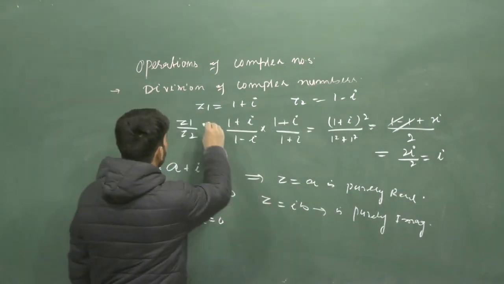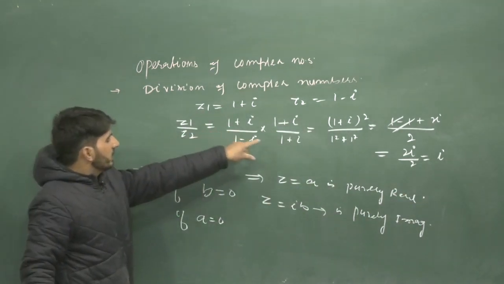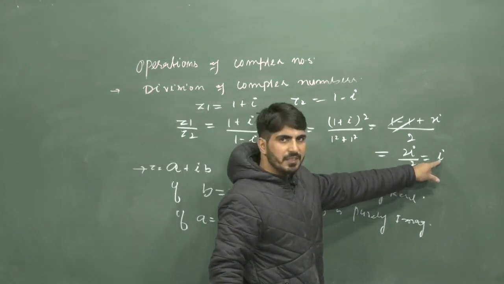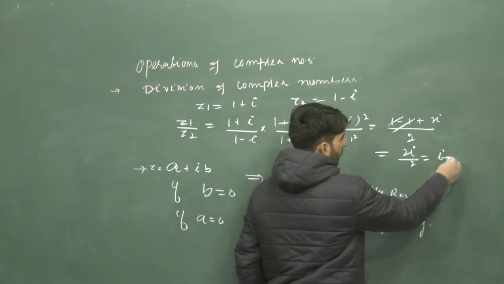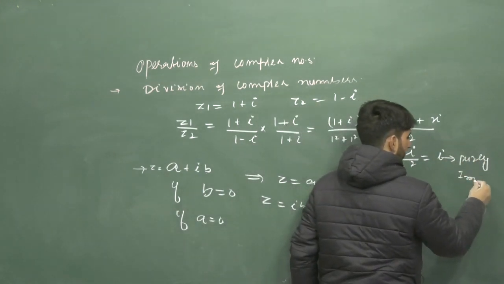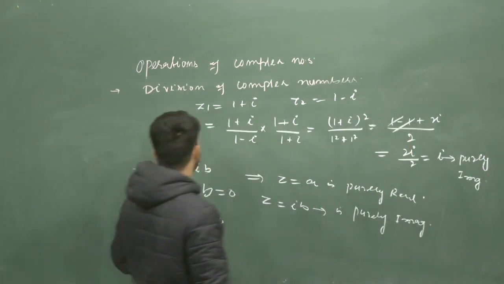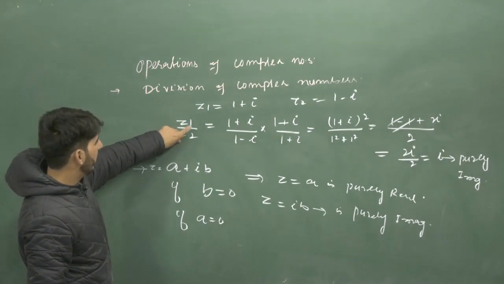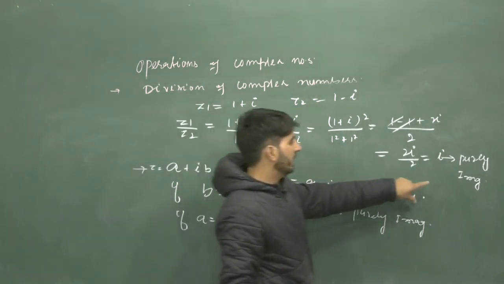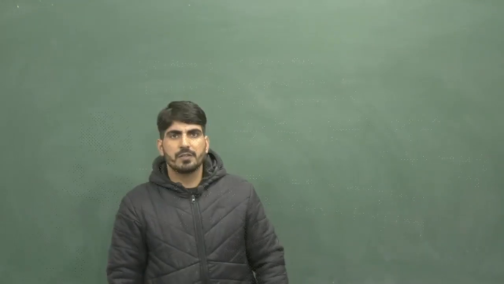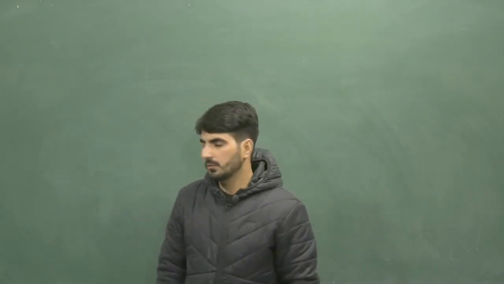So, if we see this question at the last here, this is i. This is purely imaginary. Thus, we can say the division of these two complex numbers, z1 divided by z2, is purely imaginary because the real part is 0. Let us do some important examples related to the same concepts.